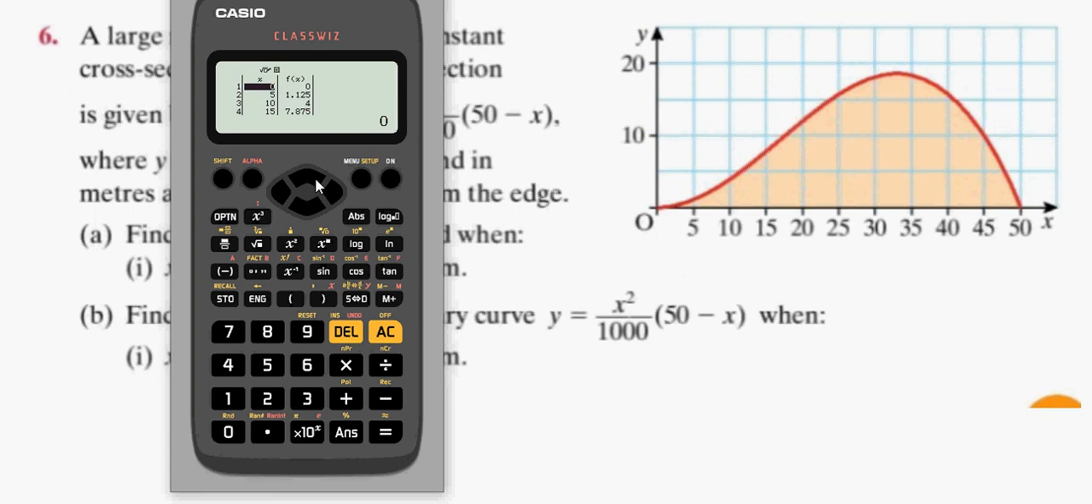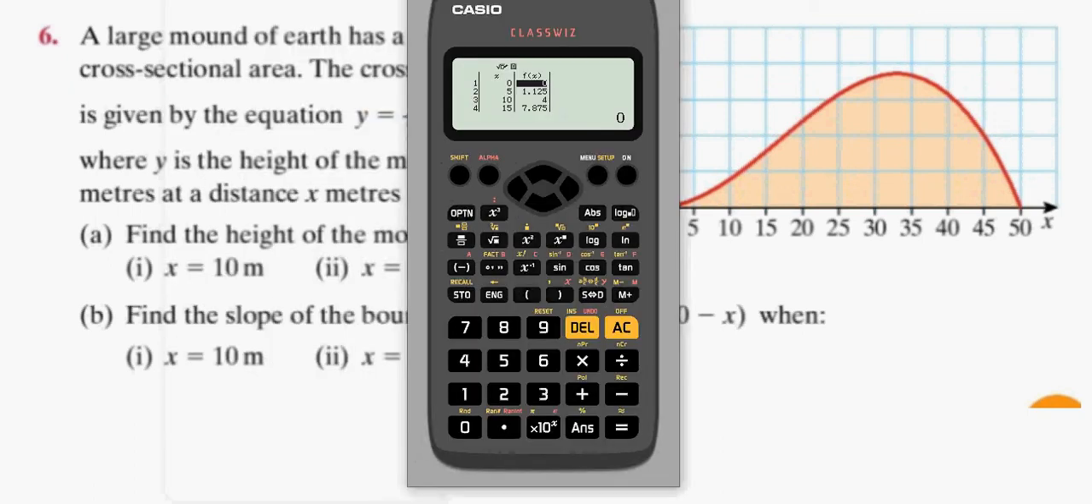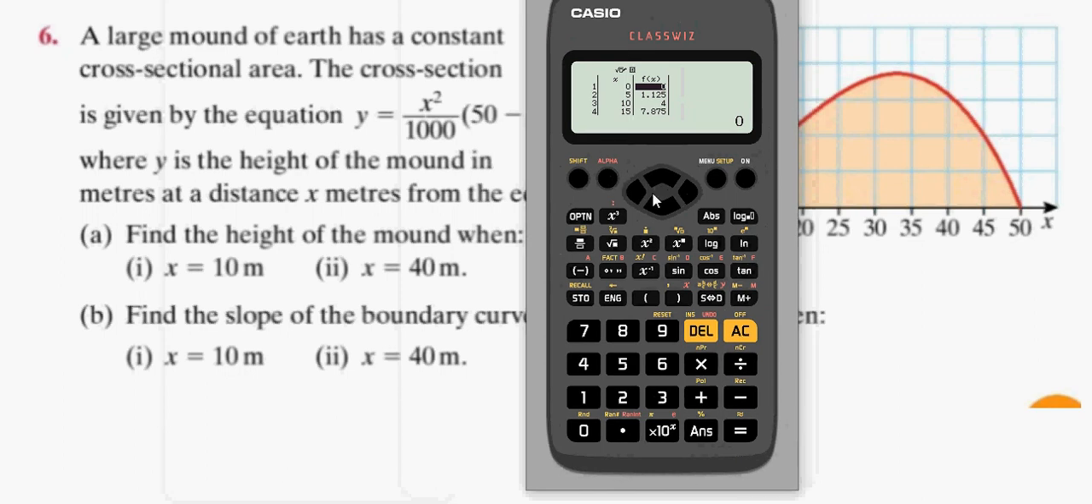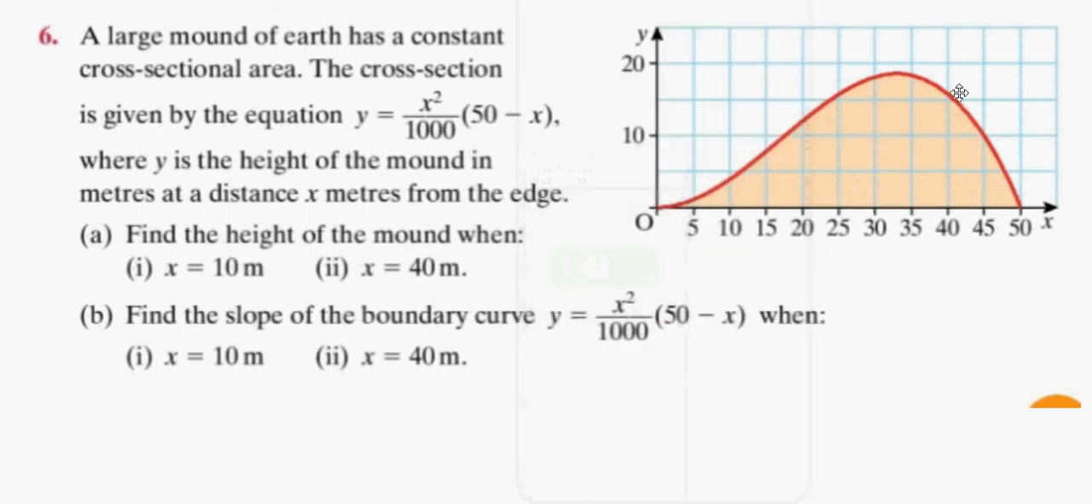This is pure easy. What am I asked for? I'm asked for x equals 10 and x equals 40. X equals 10 is an answer of 4. X equals 40 is an answer of 16. So that's 16. And that's 4. Everybody cool with that? You just sub in the numbers into the original equation. Right, it's very easy. Find the slope of the boundary curve when x equals 10 and x equals 40.